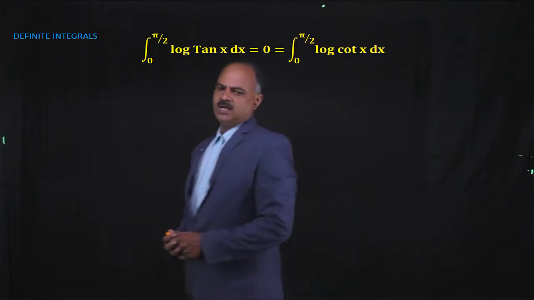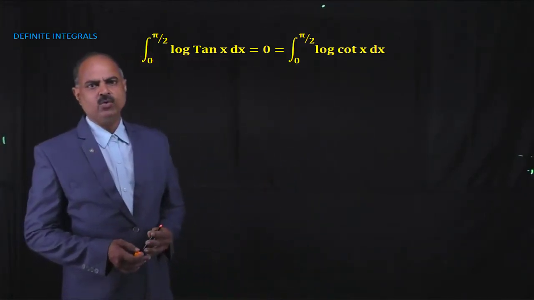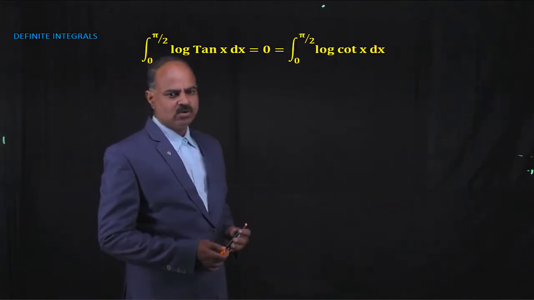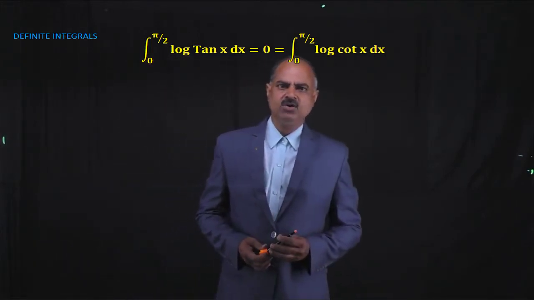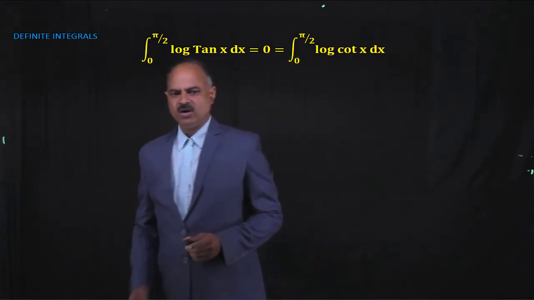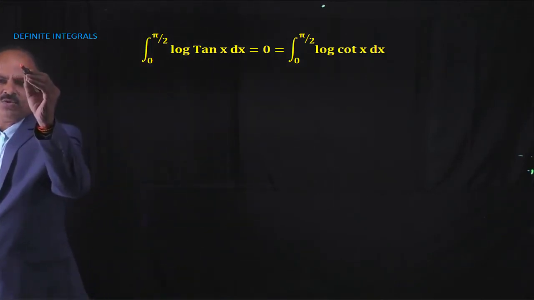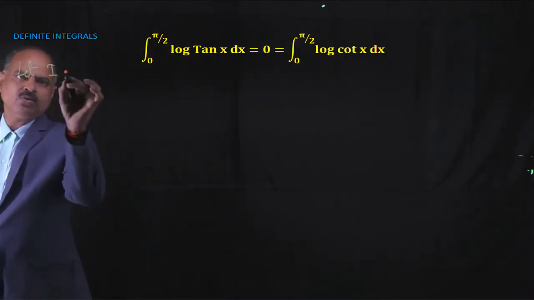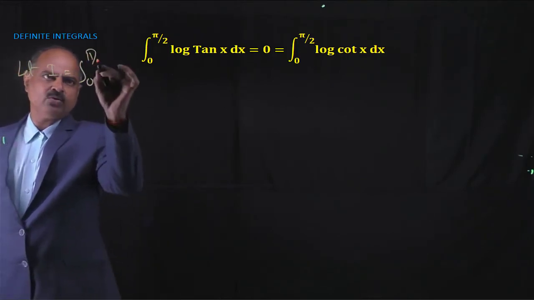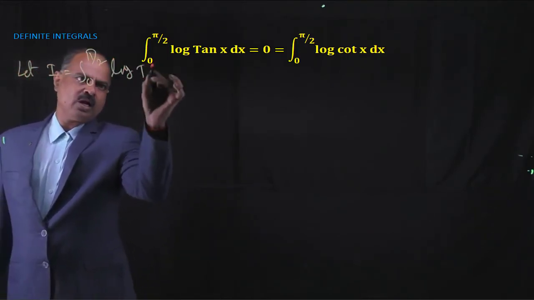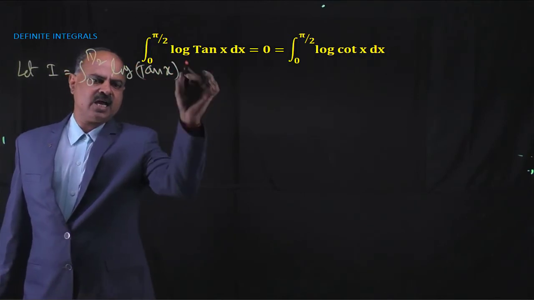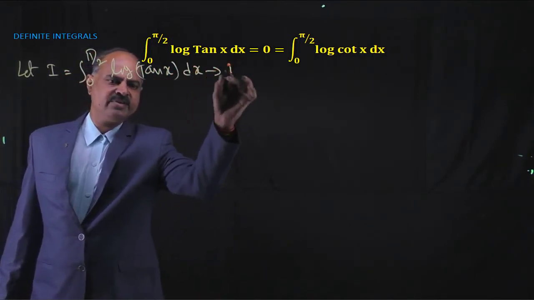Next formula: integral 0 to pi by 2 log of tan x dx equal to 0, that is equal to integral 0 to pi by 2 log of cot x dx. So first let I is equal to integral 0 to pi by 2 log of tan x dx, this is equation number 1.